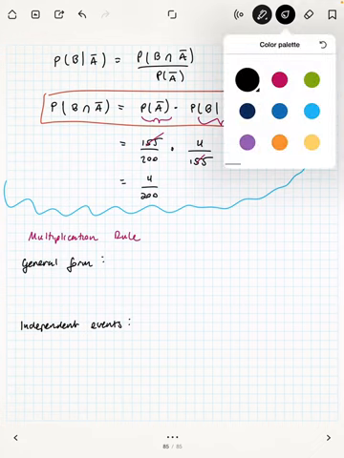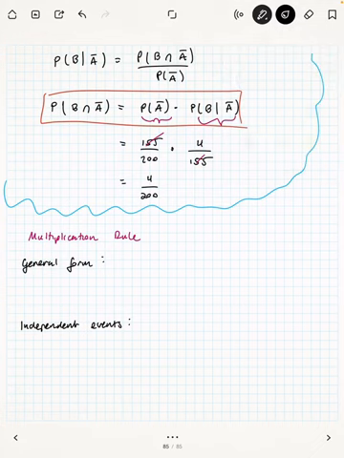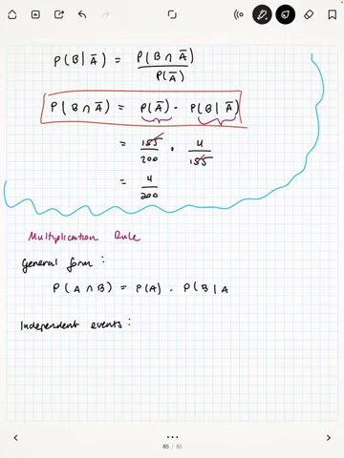So let me write that down because that actually is a very powerful formula or rule that we can write more generally as the probability of A intersection B is equal to the probability of A times the probability of B given A has occurred.